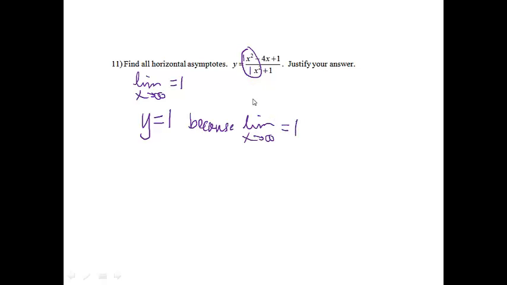Please be very careful on your justification on this one. It is not a horizontal asymptote because the degrees are the same. So we take the ratio of the leading coefficients. We do that to find the limit as x approaches infinity. So you have to include in your explanation the limit as x approaches infinity.